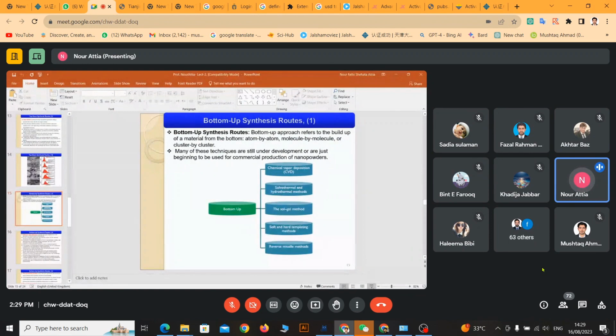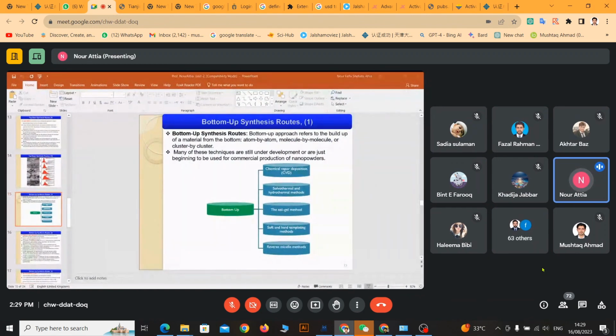Let's go to the other side of the synthesis of nanomaterials, the bottom-up synthesis procedure. As I told you yesterday, we prepare or build up the nanomaterial from the bottom, from atoms, ions, molecules, cluster by cluster, and in these techniques you need some precautions to finally produce nanomaterials.